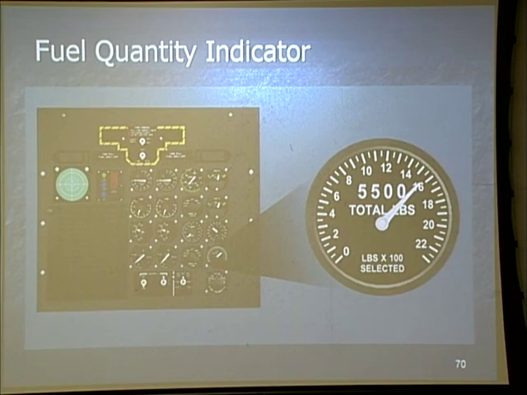The gauge itself has both a digital and an analog system. The needle is the analog system. Your digital system's on the inside. But this is a fuel totalizing system. Why is that important to understand? Why is it important to understand that it is a fuel totalizing system?